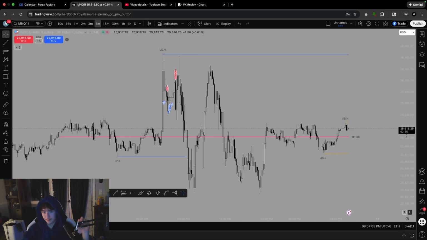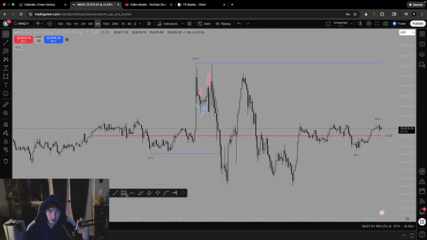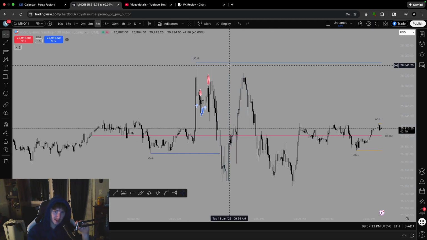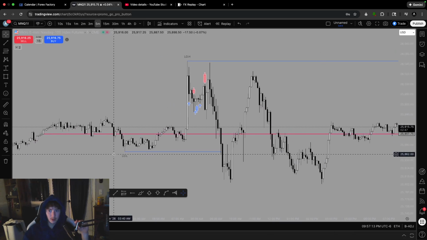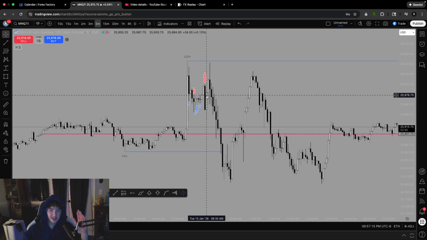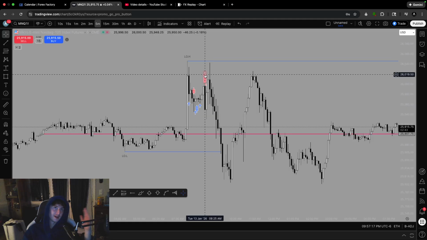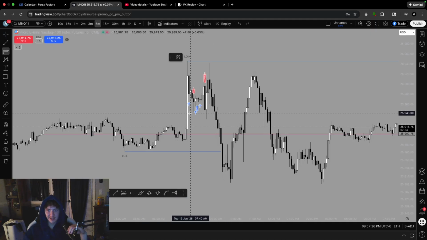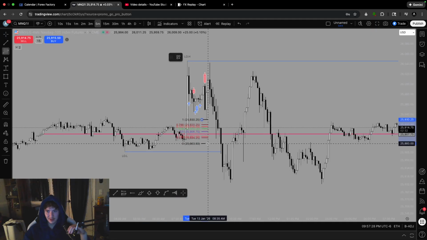Yo, hold up. 200 points. Let's see if this would have worked today. I promise I did not take this many trades. Well, I did take this many trades, to be honest with you. It was scaling in, it wasn't anything weird.